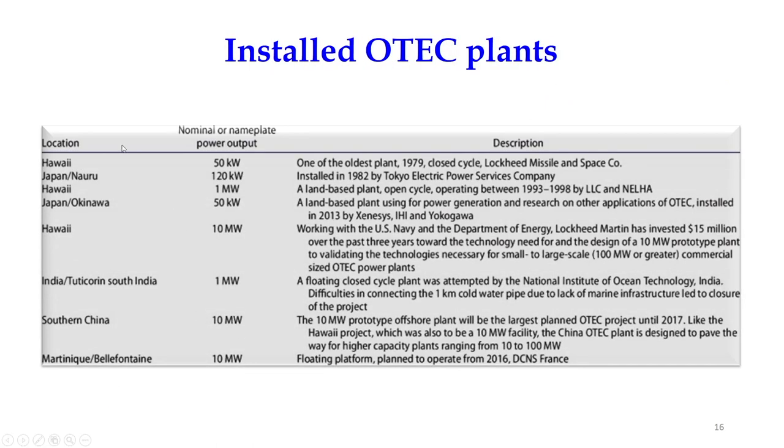Now let us have a look at the different power plants installed across the globe. In Hawaii, a 50 kilowatt power plant was already installed. In Japan, they have installed a 120 kilowatt unit. Again, Hawaii had a 1 megawatt unit in 1998. Then again, Hawaii, about 10 megawatt in the later stages. In India, it is planned for 1 megawatt, and there were some issues. In China, they have installed 10 megawatt. And Martinique, they have installed 10 megawatt. Of course, in the pipeline there are many more such plants, primarily in France, USA, and Japan.